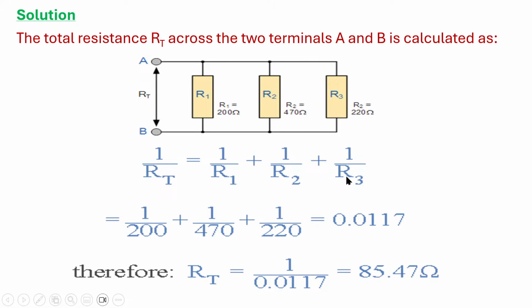So the first thing we need to do, we take this 1 over 200 plus 1 over 470 plus 1 over 220. So by the time you do this, you are going to get the total for this particular part as 0.0117. But now we have 1 over RT is equal to this. So RT will now be equal to 1 over this. So you are going to have 85.47 ohms as your total or equivalent resistance.